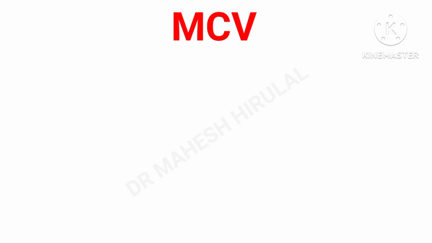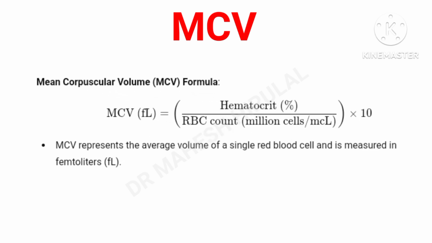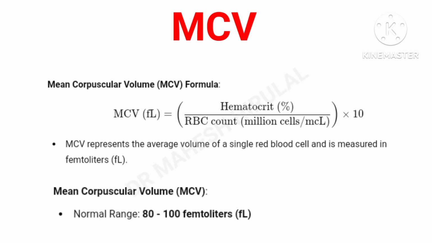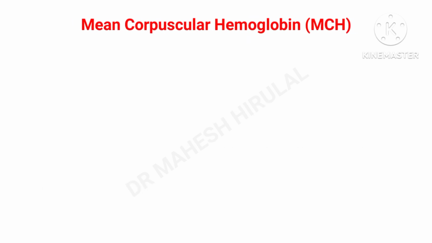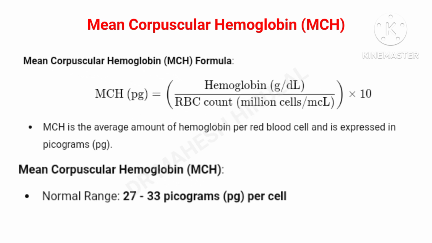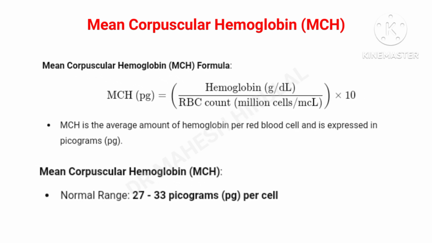Mean corpuscular volume, MCV, is the most important parameter to classify the different types of anemia. It represents the average volume of a red blood cell. It is measured in femtoliters. The normal range is 80 to 100 femtoliters. Mean corpuscular hemoglobin, MCH, is the average amount of hemoglobin per red blood cell and is expressed in picograms.